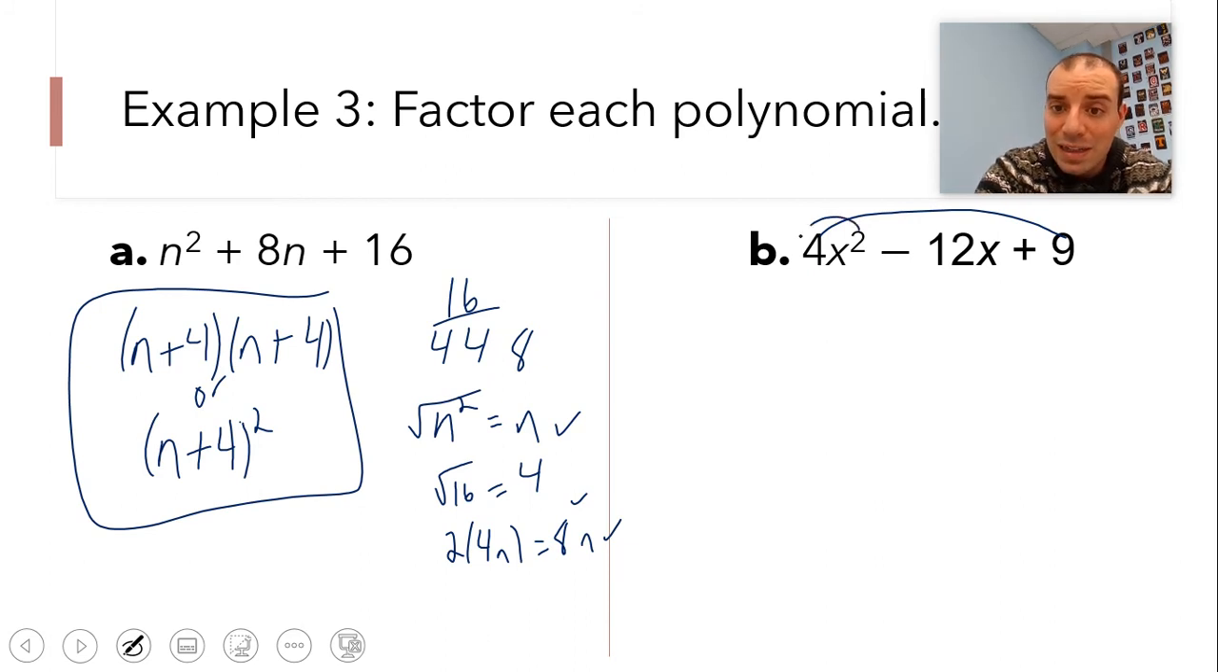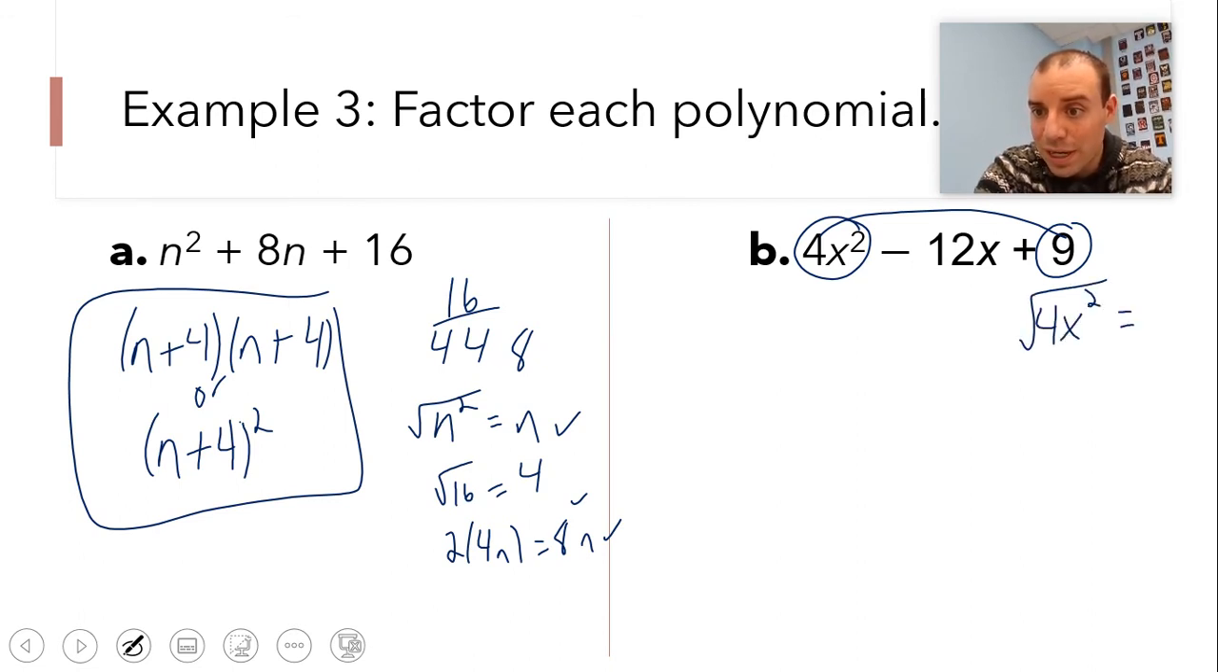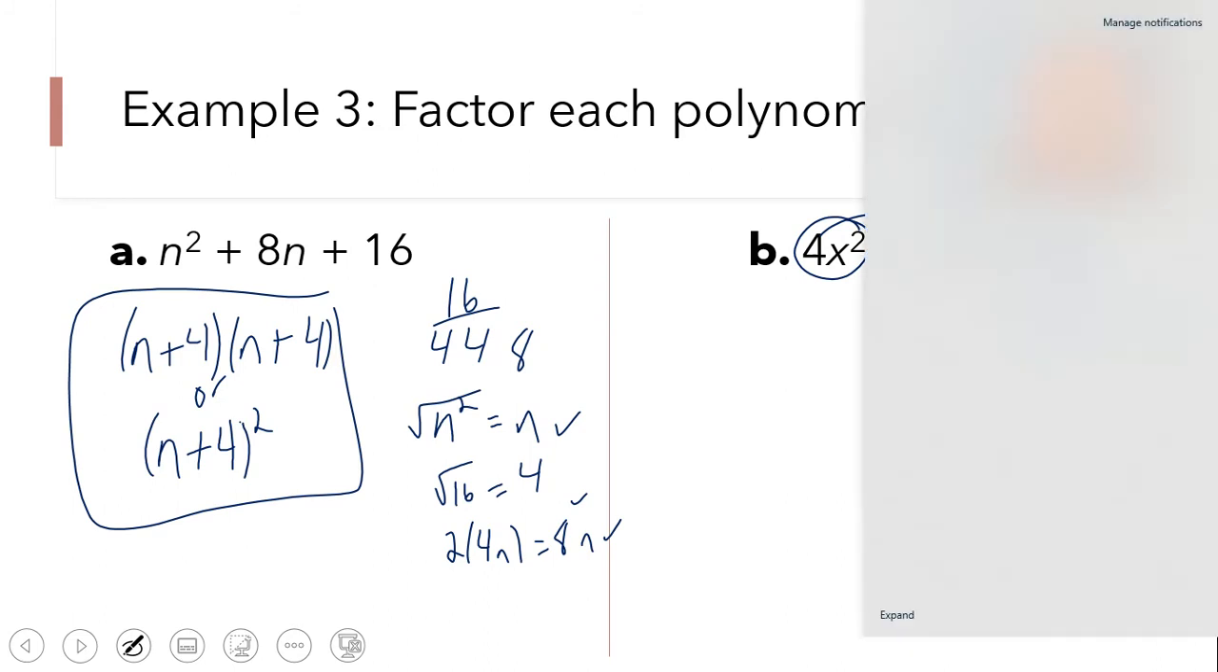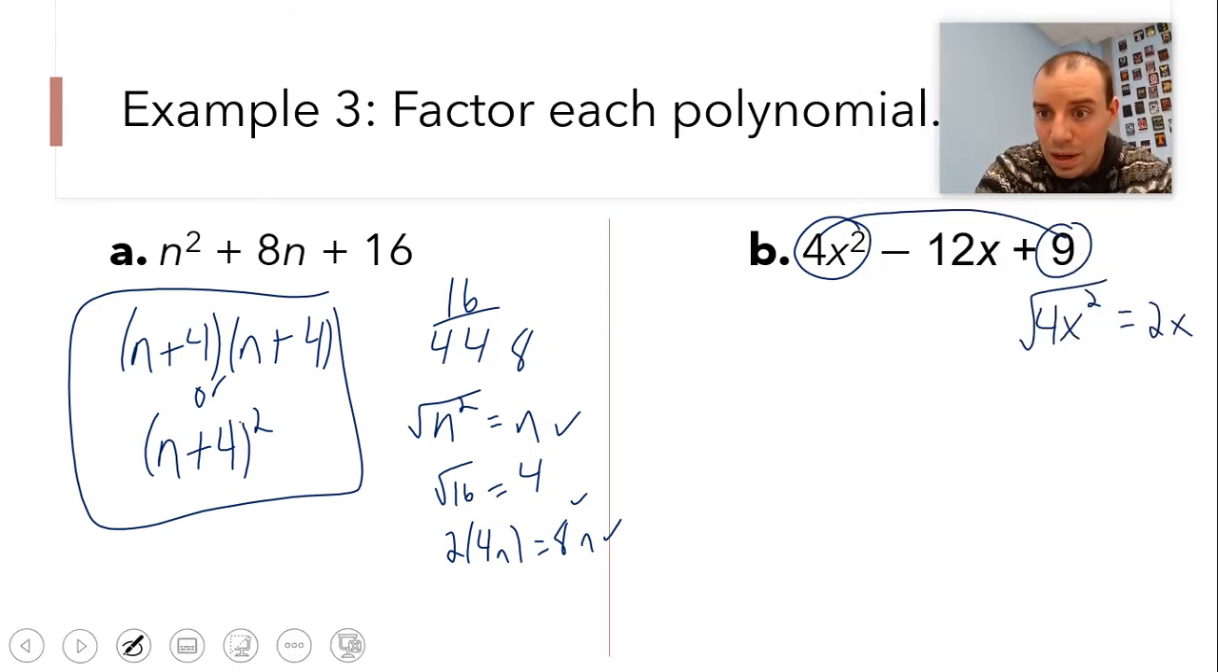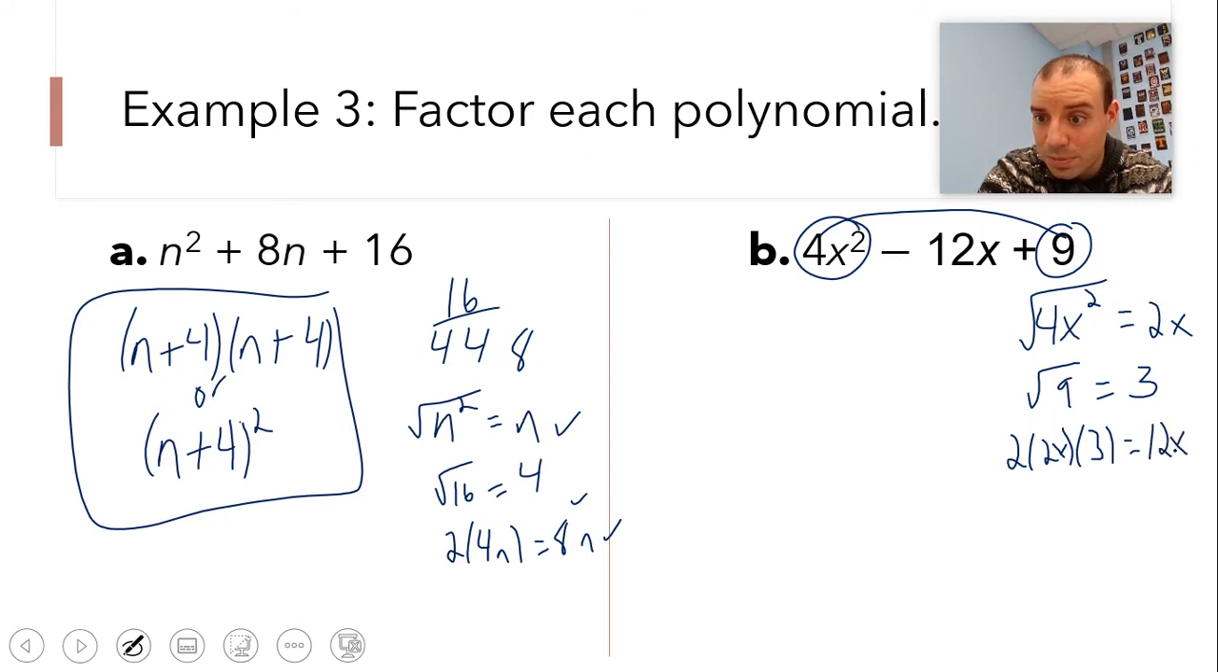Or I see that this is a perfect square, and this is a perfect square, and I say to myself, okay, 4x squared, take the square root of that. You're going to get 2x. Take the square root of positive 9, and you're going to get 3. And if I multiply 2 times 2x times 3, I'm going to get 12x, which is my middle term.